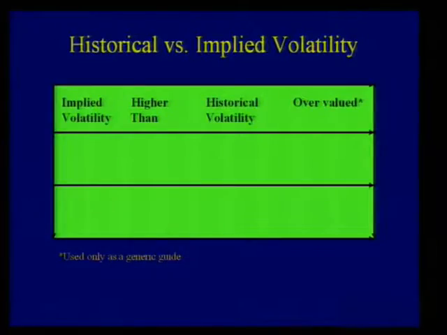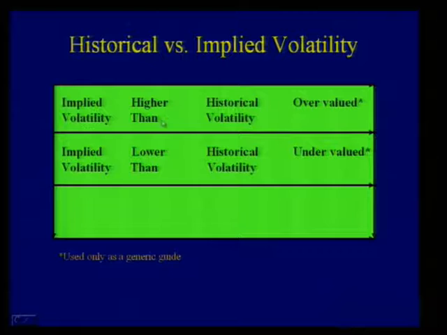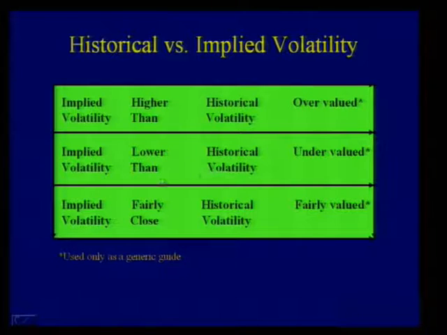In historical versus implied, let's use my little arrow here. If the implied volatility is higher than historical volatility, the option is overvalued. If the implied volatility is lower than historical volatility, it is undervalued. And if the implied volatility is fairly close, it is fairly valued.